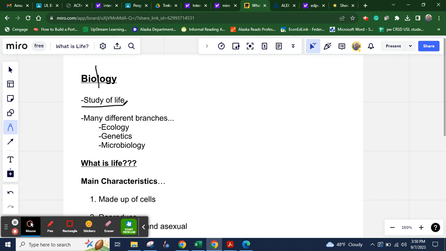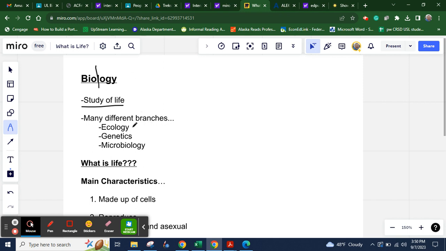But what you'll find as we study this is that biology is very broad, right? It covers so many things. Like if you look at the book, it's just huge. There are so many pages in there because it covers so many things. And you can break biology up into different smaller parts.